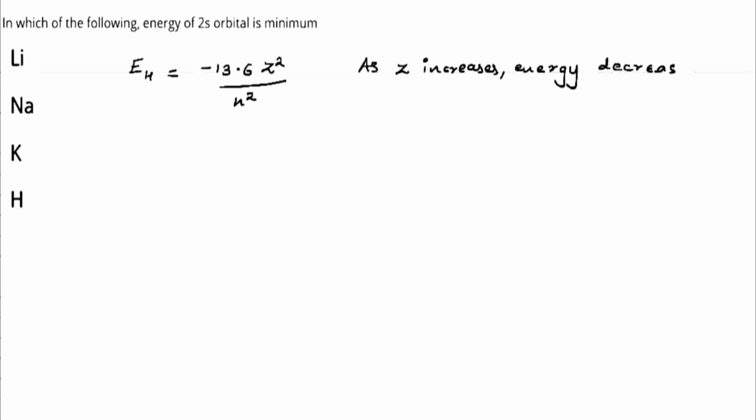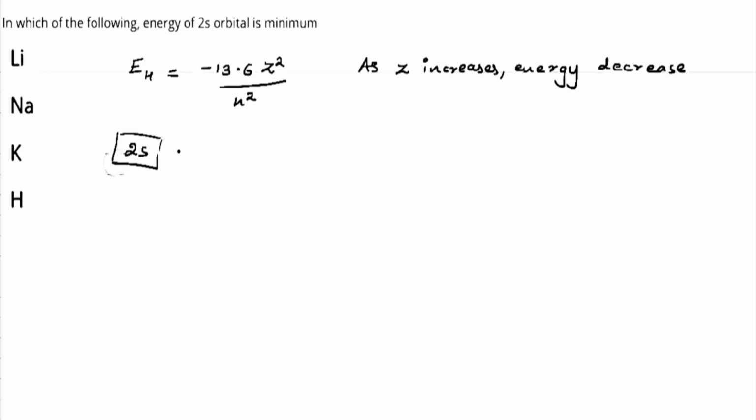have gone through in our concepts of atomic structure, it says that energy is equal to minus 13.6 Z square upon n square, which in fact indicates that as the atomic number increases, the energy of the electron would decrease. Now let me elaborate on this. We are talking about 2s orbital.